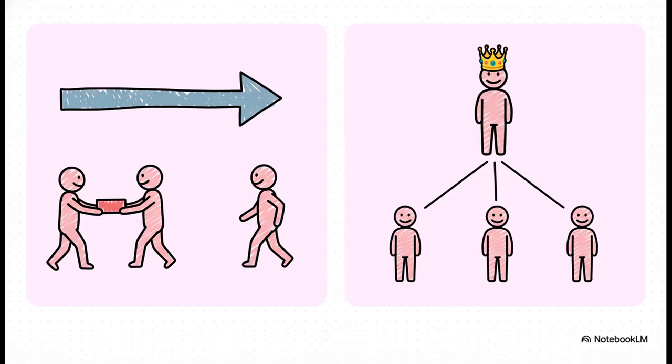And CrewAI gives you two main ways to manage that little crew of yours. First, you can have them work sequentially, one after another, like an assembly line. Super predictable, super easy to follow. Or you can set it up hierarchically, where you have a manager agent who delegates tasks out to the others. Now that's way more flexible, but the outcome can be a little less predictable from one run to the next.